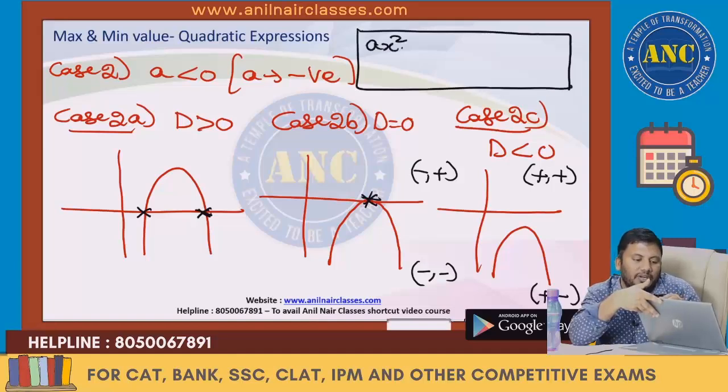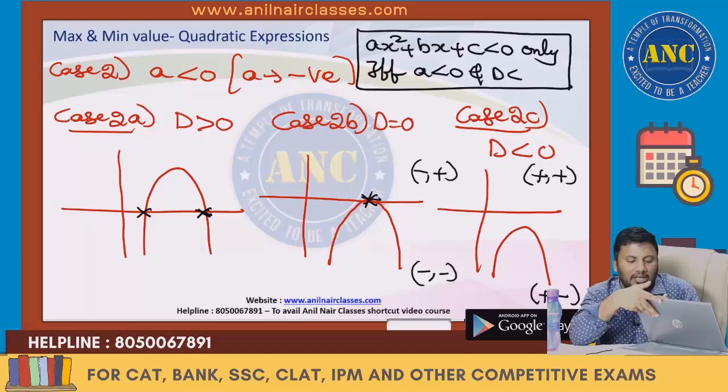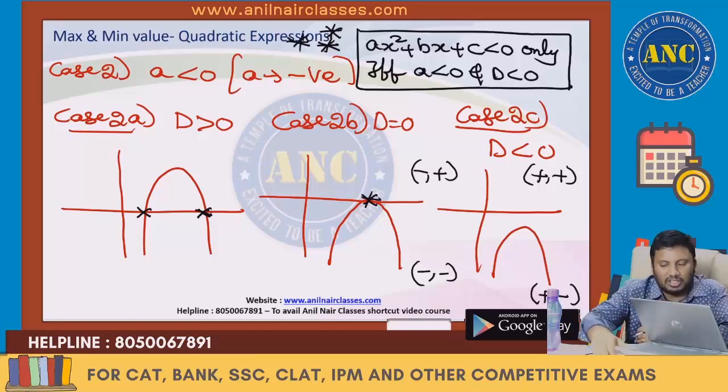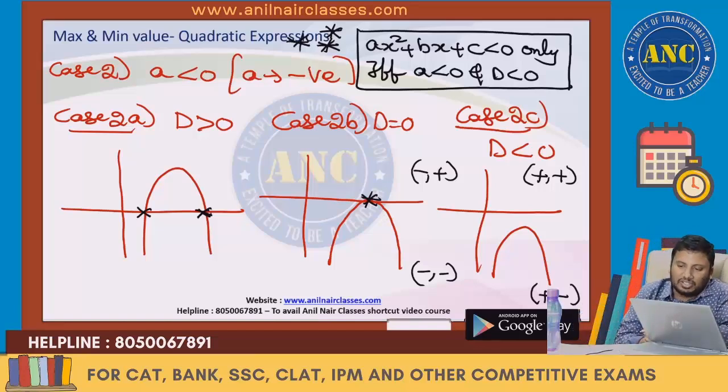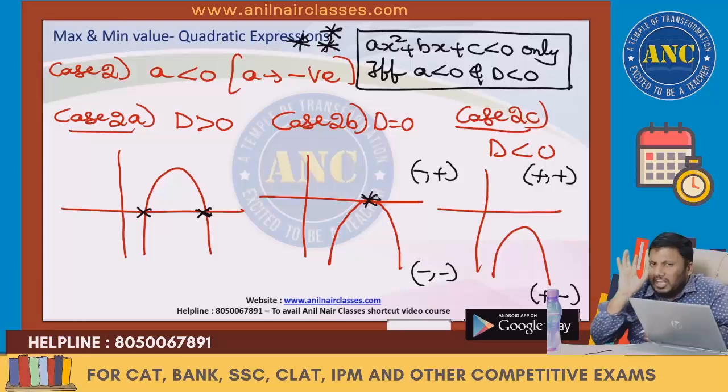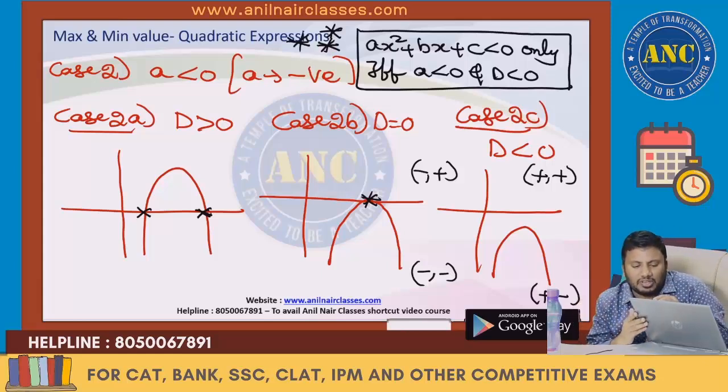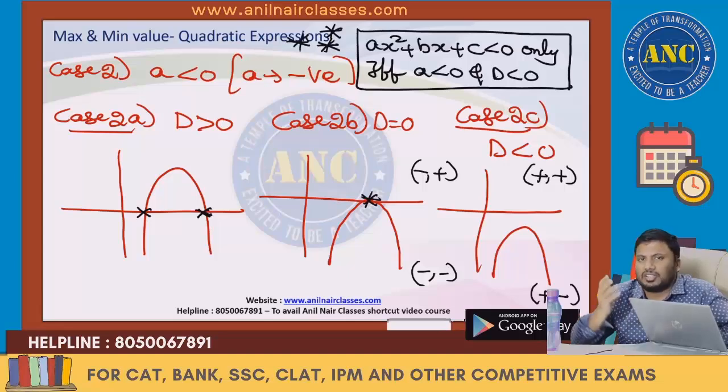A quadratic expression will be less than 0 only if a is less than 0 and d is less than 0. Please put a star mark on this. Very simple to look at it, sir. Expression will be greater than 0 if a is greater than 0. D is less than 0 is common in both. Expression will be less than 0 when a is less than 0 and d is less than 0.